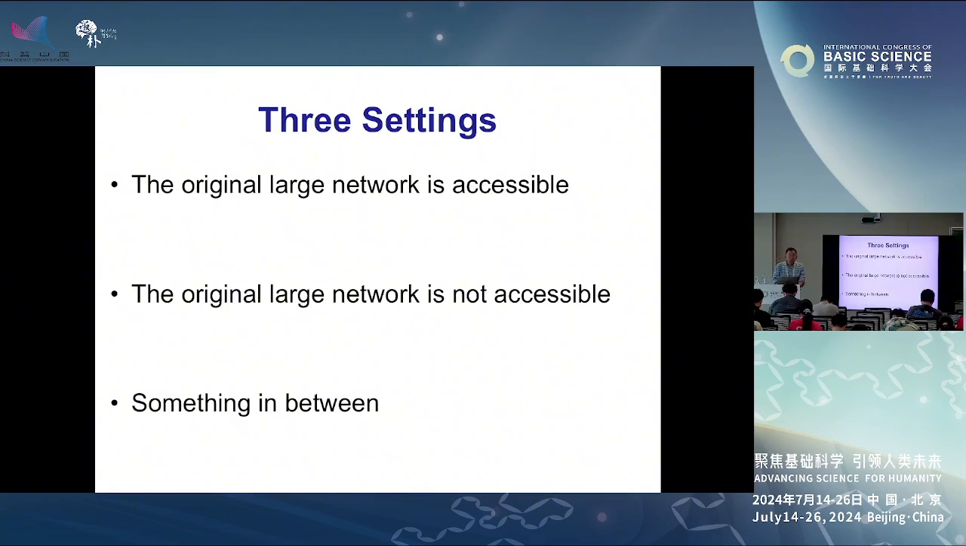Today I want to talk about something in between, where this large network is not at these two extremes. It could be accessible, but every time you can only access a very small network. This is our setting. As I said, the first setting is very easy: if you can access the whole network, you can do the analysis. Maybe the only issue is that it could overflow your memory, but you can still take other measures. The second setting is too difficult, and the third is something in between, so we will focus on the third one.